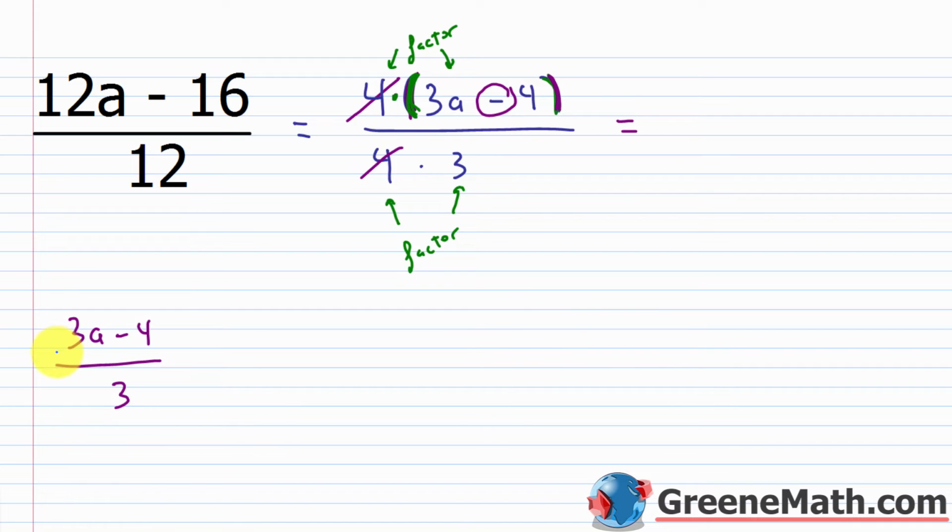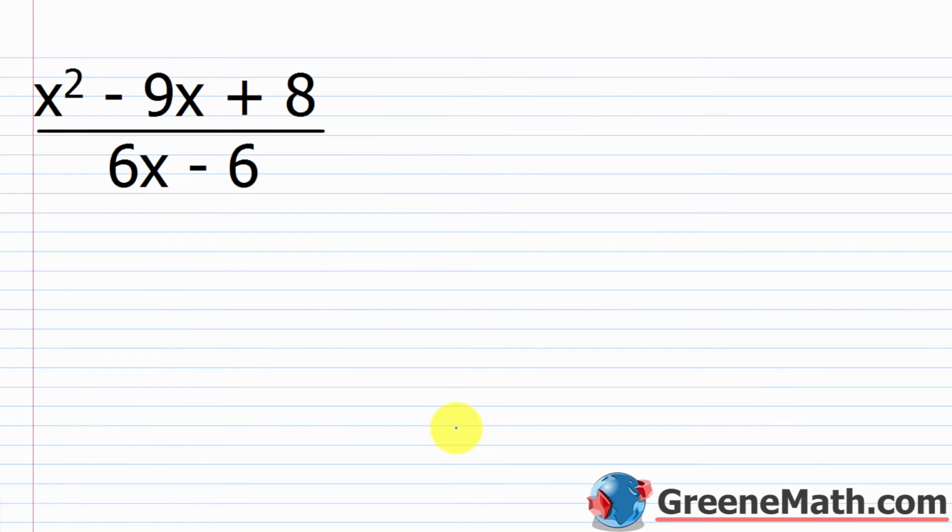I can't say, okay, well, I've got a 3 here and a 3 here. That's a very common mistake that you're going to see. Let me just label this as a common mistake. And you see it in Algebra 1. You definitely still see it in Algebra 2. It's something you have to realize that is illegal. Your answer here, your simplified result, is 3a minus 4 over 3. Nothing else you can do. All right, let's take a look at the next problem.